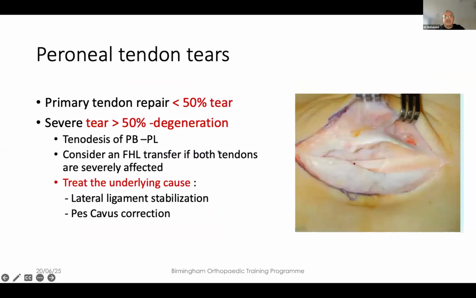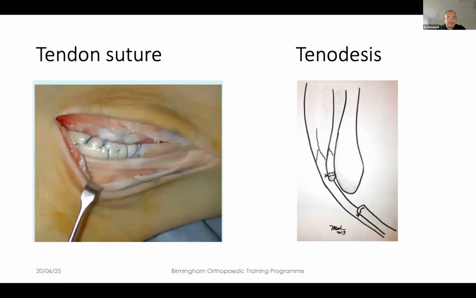Algorithm for repair of the peroneal tendons: if the tear is less than 50%, do a direct repair, just use an absorbable suture and repair them. If it's a severe tear, more than 50%, or the tendon is degenerated, this is the time you need to either tenodese the brevis to longus or longus to brevis, or even borrow another tendon to do the job, like the FHL. Definitely, you have to treat the underlying condition, especially the lateral ligament instability, the cavus foot, and calcaneal fracture. As you can see, it's direct tendon repair.